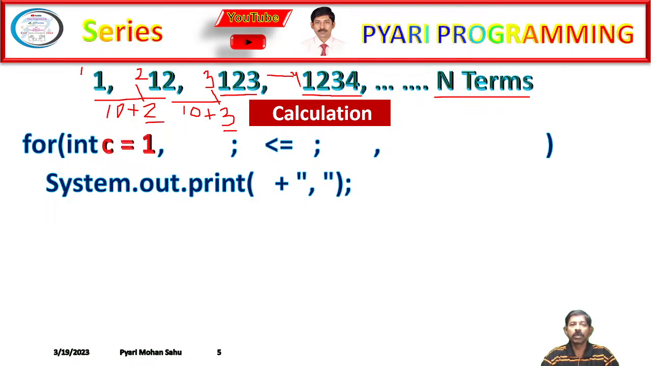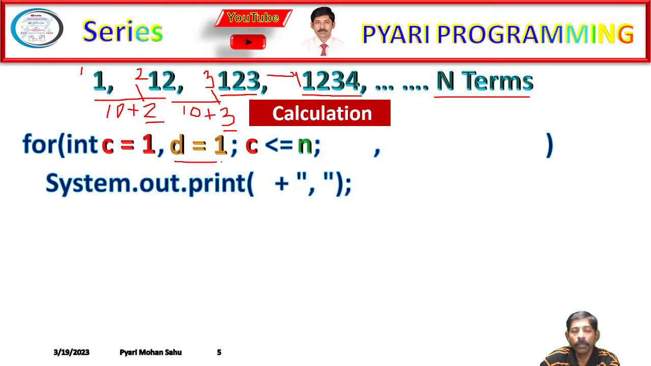So let's see. C is equal to 1, as I already told you. This is for the counter. Now C is less than or equal to n. Here I have taken one more term, D is equal to 1, because next time that 1 itself has to become 12.